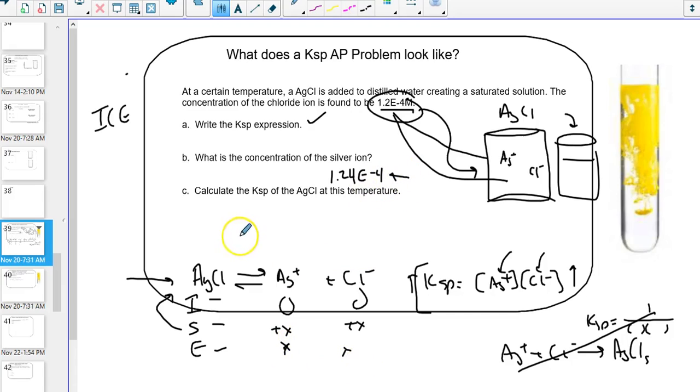X is this. So KSP equals x times x, or x squared, and therefore x is this. So it's 1.24 e to the negative fourth, squared. Grab your calculator. I shouldn't say times 2, we're going to square it. That's 1.2 times 1.2, and then we add 4 and 4, so this is going to be 8. So 1.44 e to the negative 8.